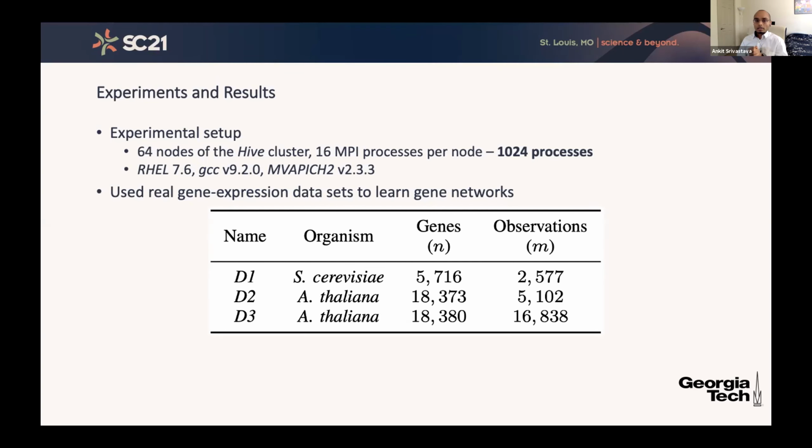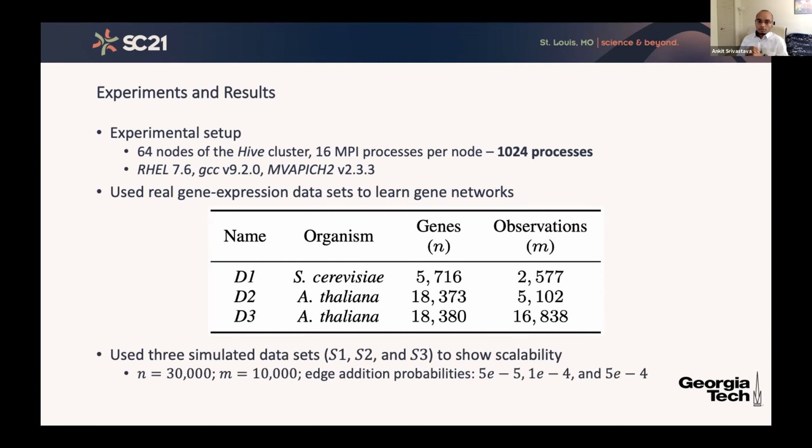In this particular case, we use 3 different datasets of different sizes for yeast and Arabidopsis thaliana, and as you can see, there's a good variety in the number of variables and observations. Further, we used 3 simulated datasets, which were a little bit bigger than the biggest real dataset that we had. All 3 simulated datasets had 10,000 observations for 30,000 variables each.